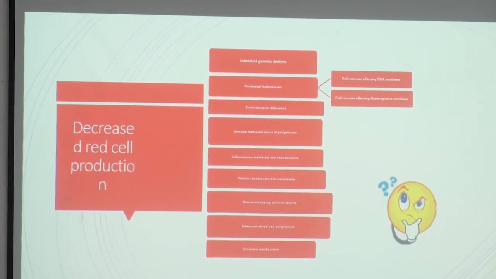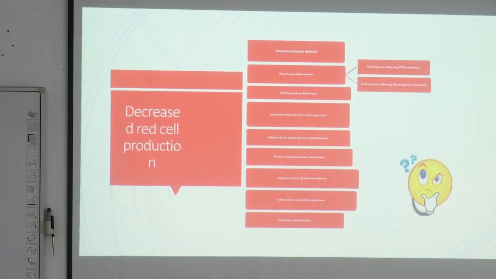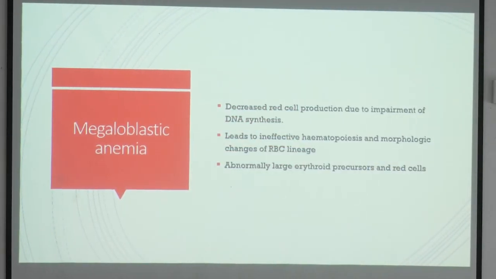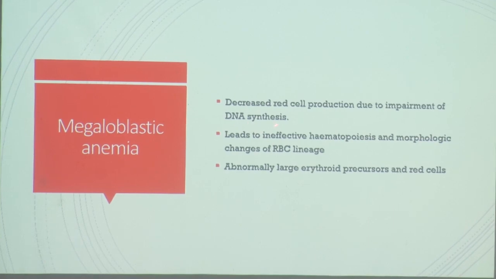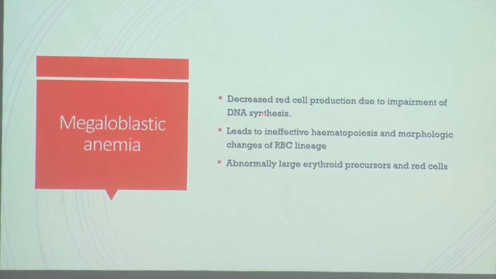Now, megaloblastic anemia. The previous chart, I have taken from Robbins. Please go through it. All the causes that I said are given in detail. Megaloblastic anemia is caused by decreased red cell production due to impairment of DNA synthesis. I have already explained why vitamin B12 and folate both are required for DNA synthesis. When they are deficient, DNA synthesis is impaired, RBC precursors cannot manufacture the DNA, and there is anemia. This leads to ineffective hematopoiesis and morphologic changes of RBC lineage.